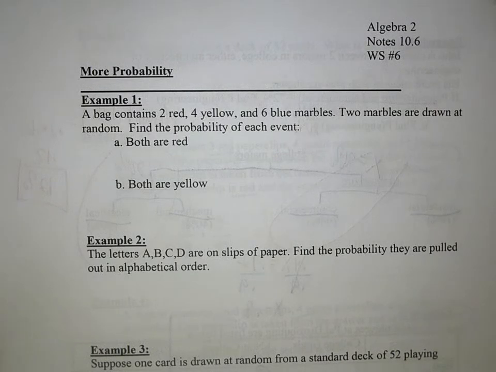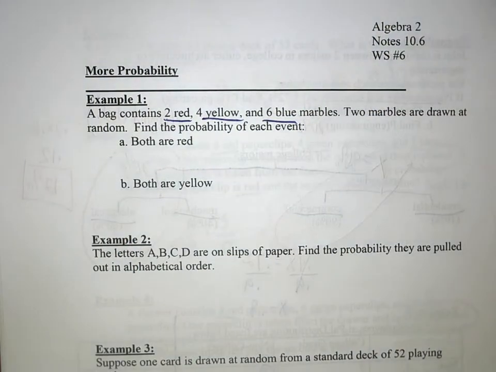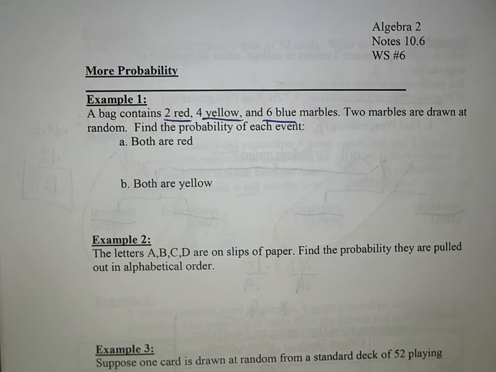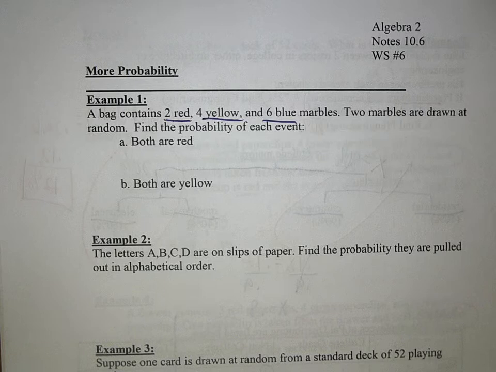Okay? All right. So a bag contains 2 red, 4 yellow, 6 blue marbles. 2 marbles are drawn at random. Find the probability of each event. Did they say that they're replacing them? No. So you assume they aren't. They're taking out 2 marbles, okay? Unless they say they're being not replaced, or unless they're saying they're being replaced, assume they are not being replaced.